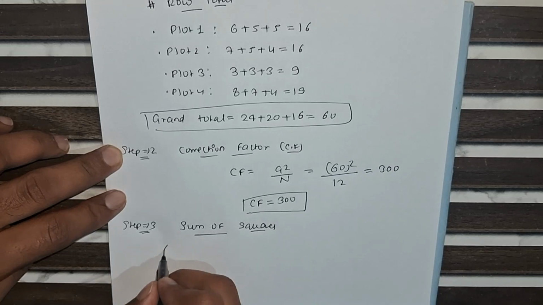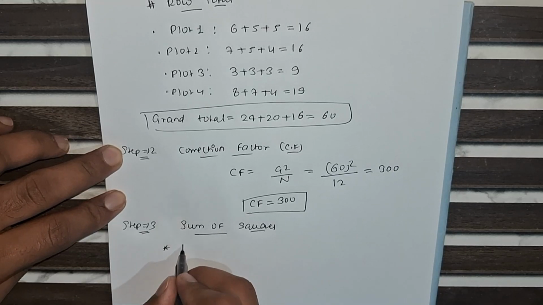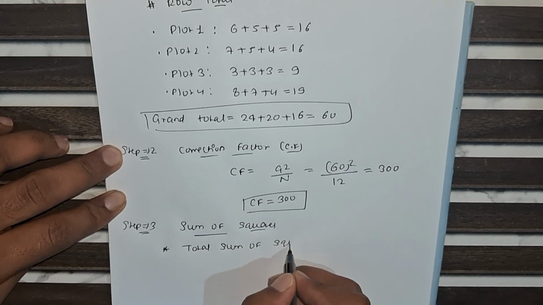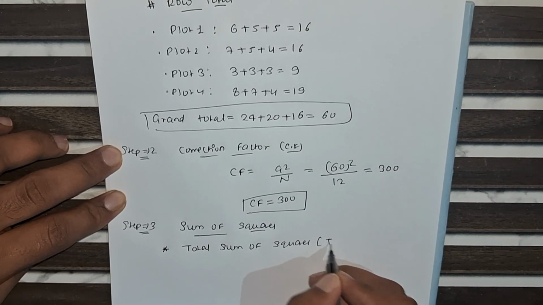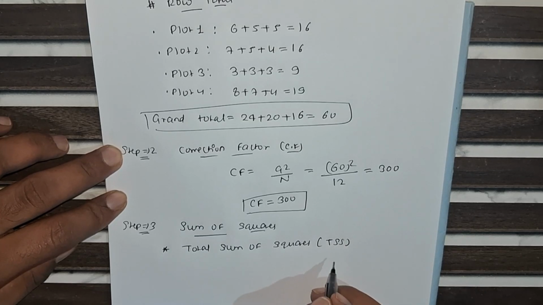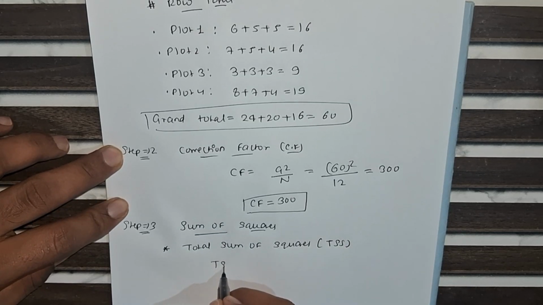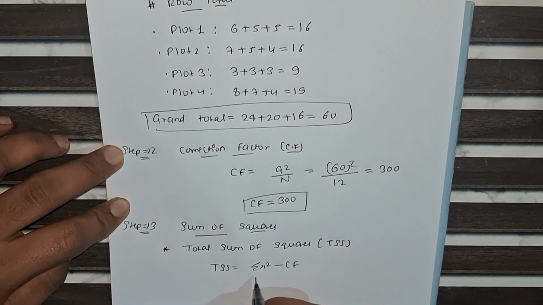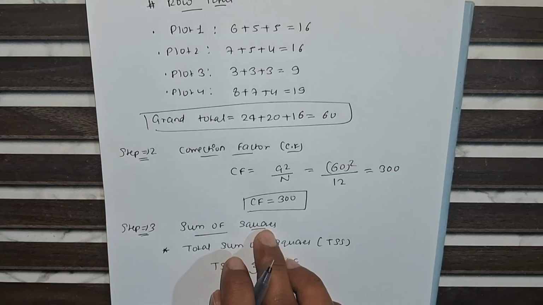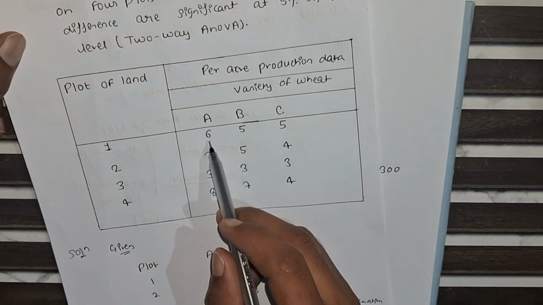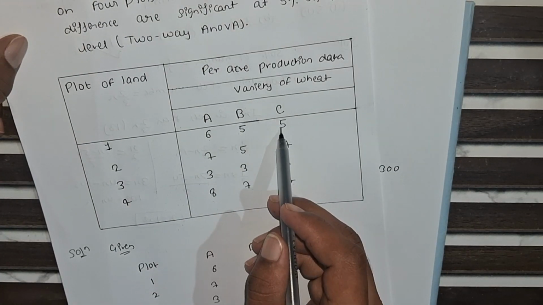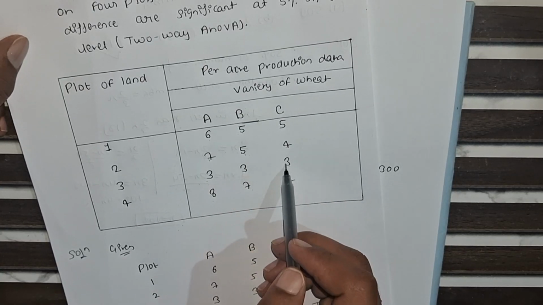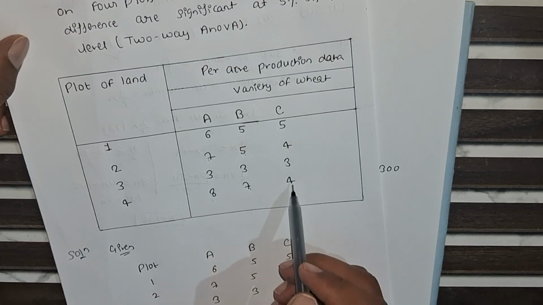In this we are finding our first case, which is total sum of square, which is nothing but TSS. So what is the formula to find the TSS? TSS equals summation of x square minus CF, which is the correction factor. So how can we calculate our summation of x square? It is nothing but 6 square plus 5 square plus 5 square, like that 7 square plus 5 square plus 4 square plus 3 square plus 3 square plus 3 square plus 8 square plus 7 square plus 4 square.